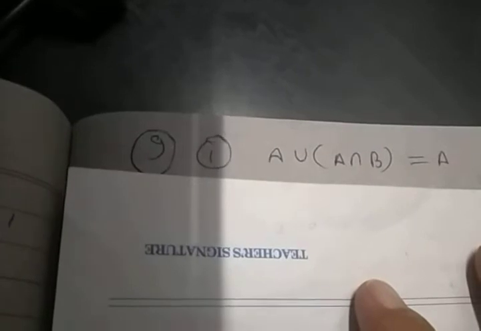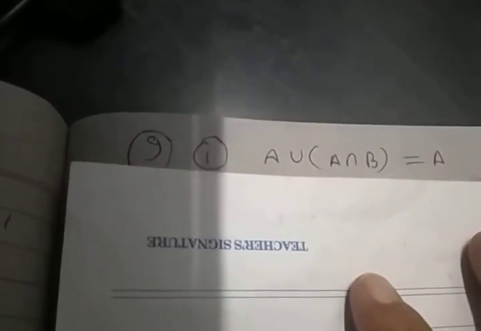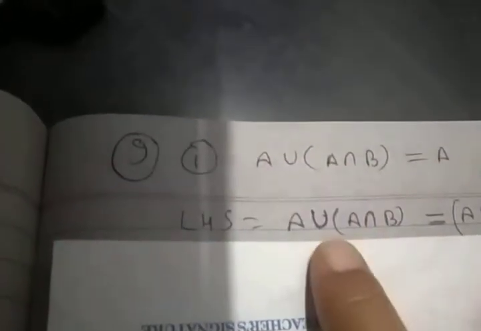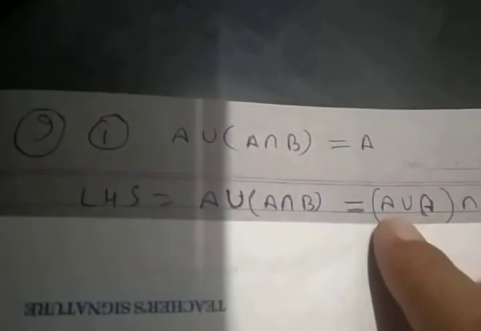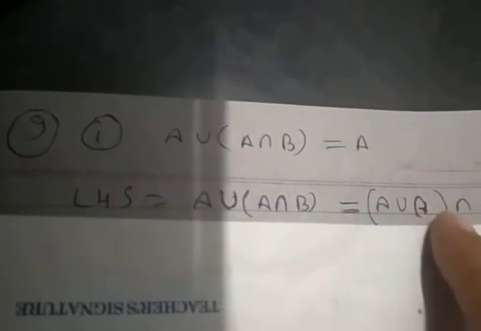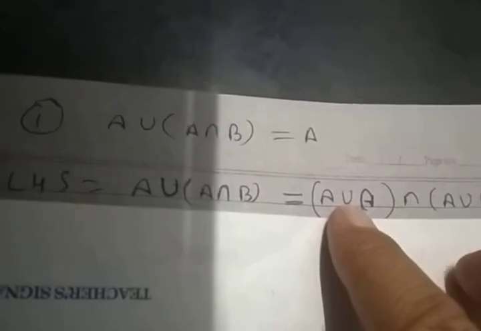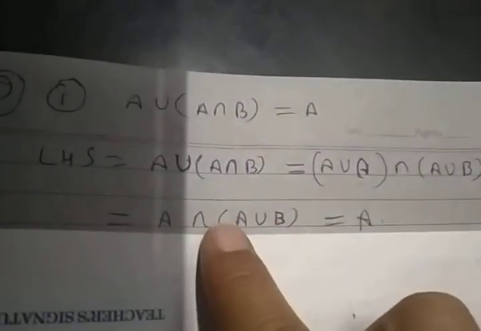See the first part: A union (A intersection B) is to be proved equal to A. We take the LHS and apply the distributive property: (A union A) intersection (A union B). Now A and A, if you take the union, you will get A only, the same set. So A union A becomes A, and here A union B; the remaining part is the same, you can see.